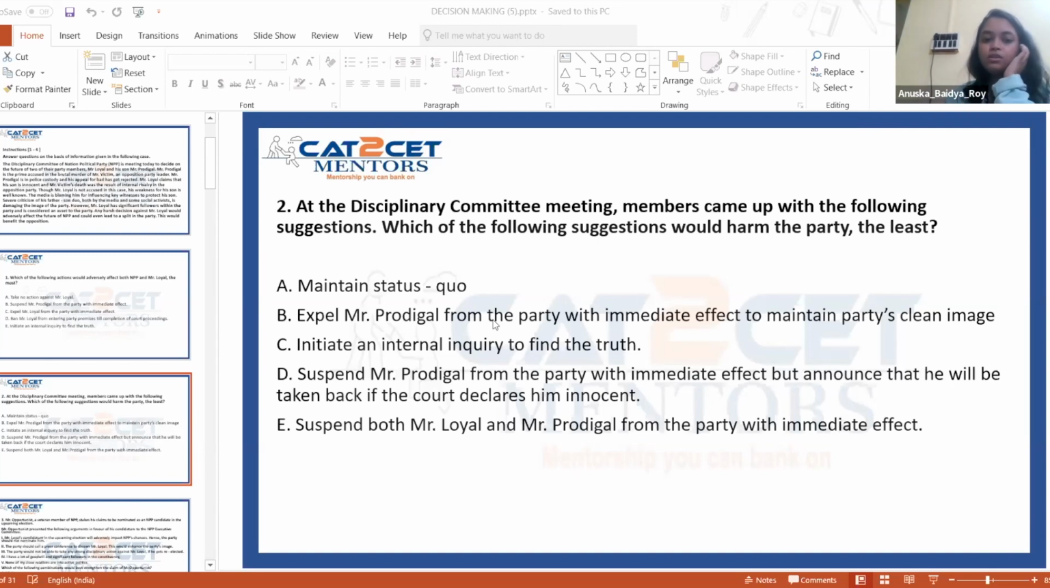And the fifth option is suspend both Mr. Loyal and Mr. Prodigal from the party with immediate effect. Now, this is the most adverse option for the party. It goes completely opposite to what has been asked in the question.